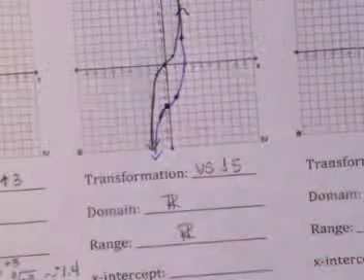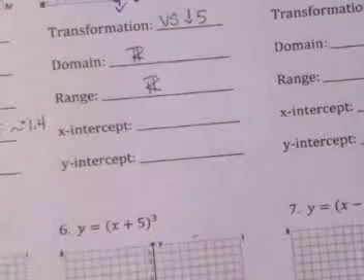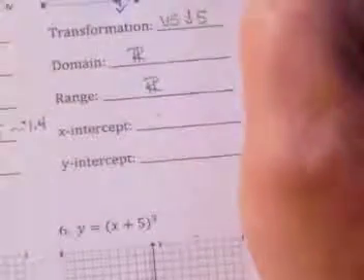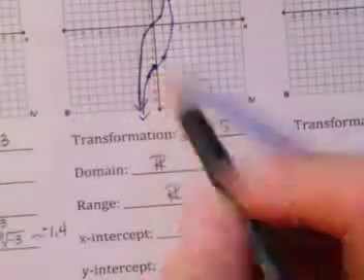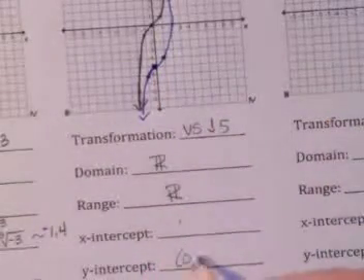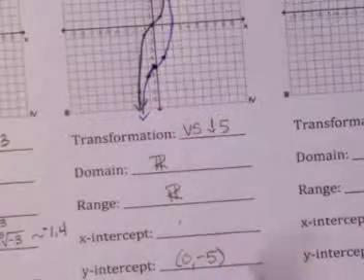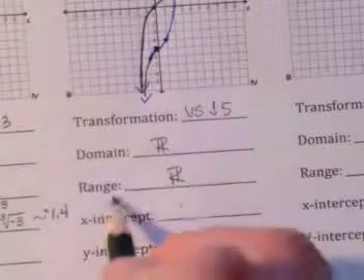Our domain still is all real numbers, and range is all real numbers, and basically for all the cubic functions it will be. Our x-intercept no longer is at 0, 0, nor is our y-intercept. And if we look at our graph, we can see our y-intercept at 0, negative 5. But again, to find our x-intercept, we're going to have to do a little algebra.